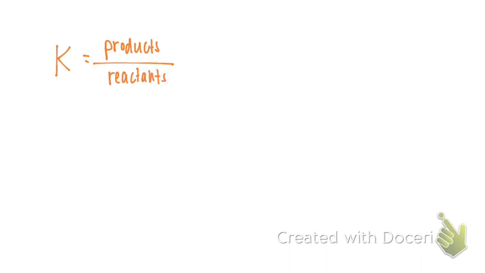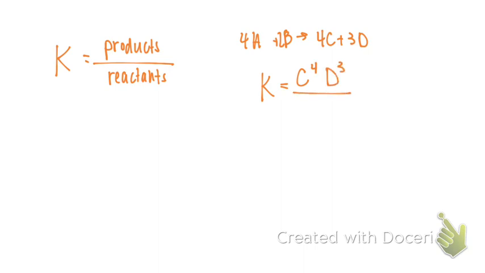And there's something else even a little bit more specific that goes into that value. If I had a reaction that was 4A plus 2B yields 4C plus 3D, my K expression, my equilibrium expression would look like what? C to the fourth times D to the third over A to the fourth and B squared. Very good. Okay, so the coefficient becomes an exponent when we plug in to solve for K.